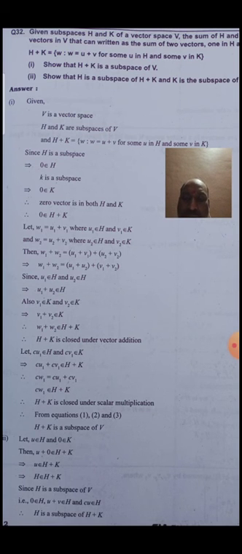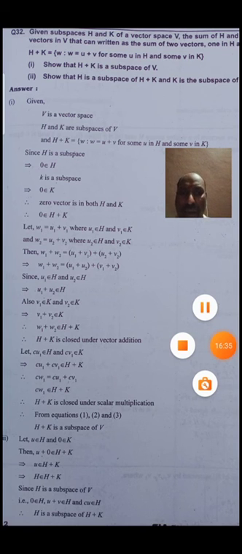Second one, let U belongs to H and 0 belongs to K. Then U plus 0 belongs to H plus K, which implies U belongs to H plus K, which implies H belongs to H plus K. Since H is a subspace of V, that is 0 belongs to H, U plus V belongs to H and CU belongs to H. Therefore, H is a subspace of H plus K.